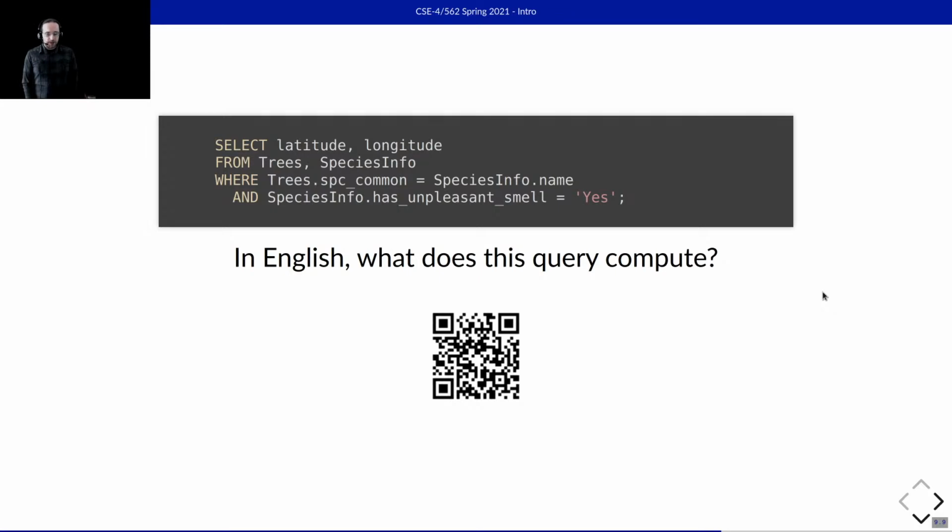Okay, nice. So yes, this is basically looking for trees that have, yep, Preetha Musam, this is looking for trees that have a bad smell. This is a little bit interesting because the unpleasant smell attribute lives in the species info table, but what we were looking for is the actual trees throughout. So what we have to do is link those two tables up. They both show up in the from clause, and then we link the two based on the common name and the name in the species info.